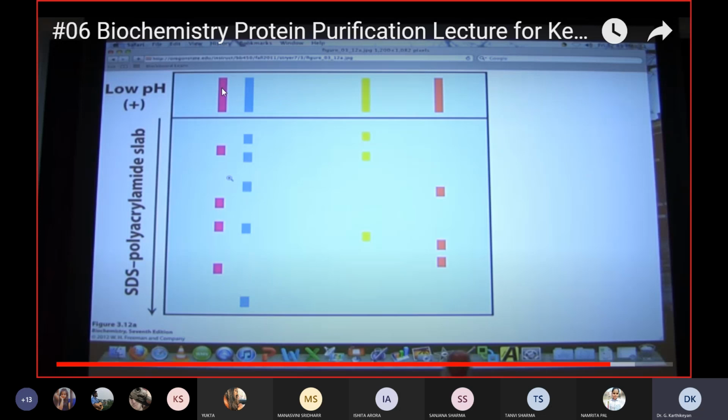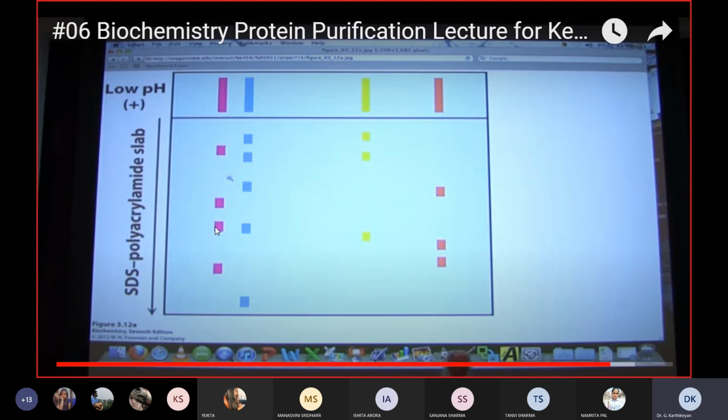As you can see, when you do your first dimension, you're only seeing 4 protein bands, right? And when you do the second dimension, which is based on size, now you can see this resolves into 3 different proteins, this resolves into 3 different proteins, this resolves into 5 different proteins, and this resolves into 4 different proteins.